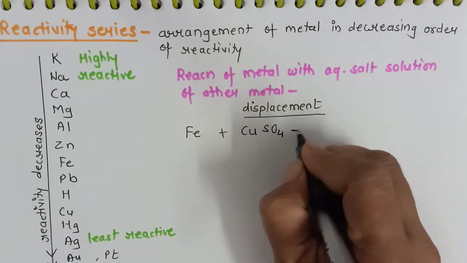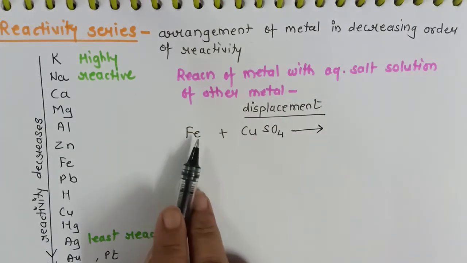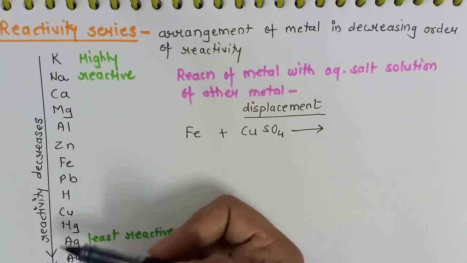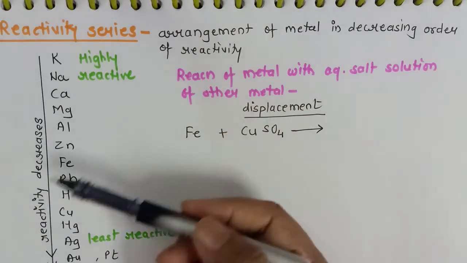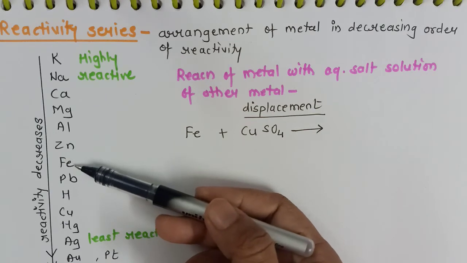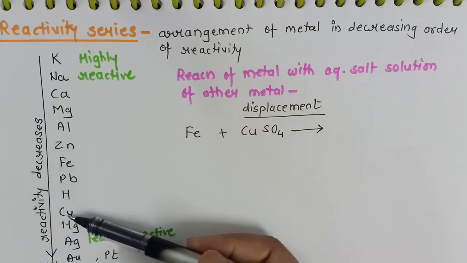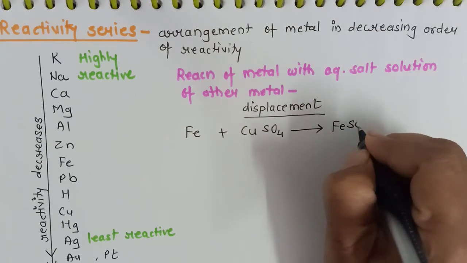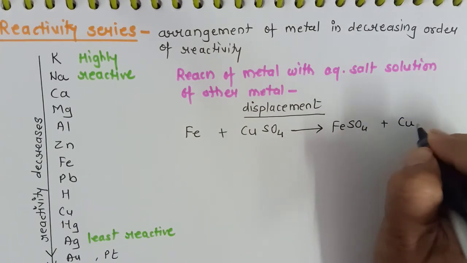What will happen? If the metal is more reactive than the other one, like here let us see in this series, iron is placed above copper and therefore iron will be more reactive and it will displace copper from its salt solution. Therefore we will get the product FeSO4 plus copper.